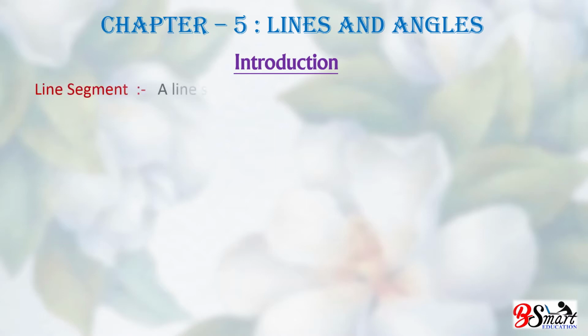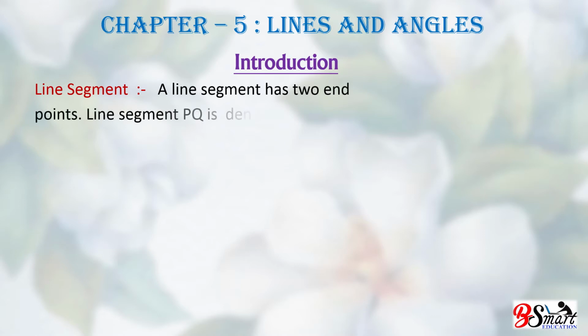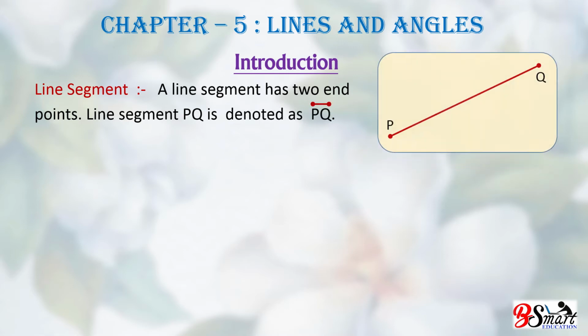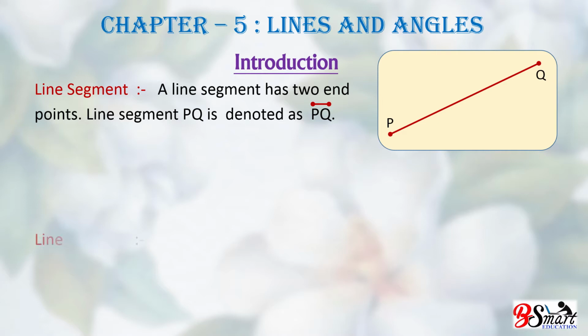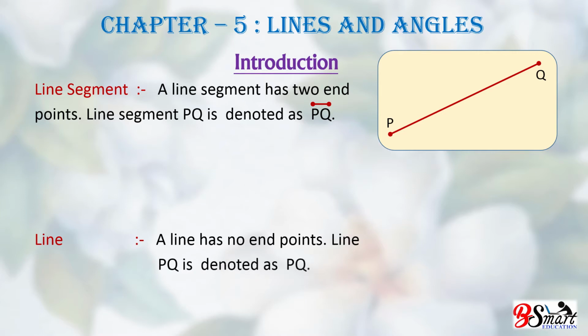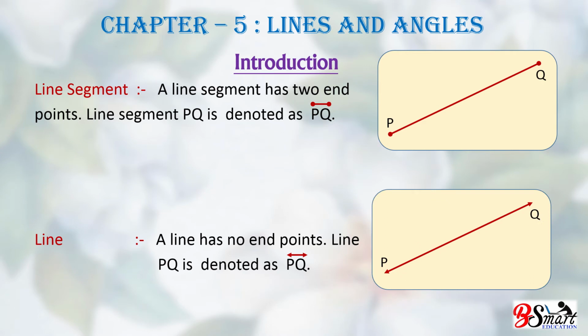First, line segment. A line segment has two endpoints, as you can see in the figure. Line segment PQ is denoted as PQ. Second point, line. A line has no endpoints. Line PQ is denoted as PQ with arrow at its both ends. Look at the given figures.